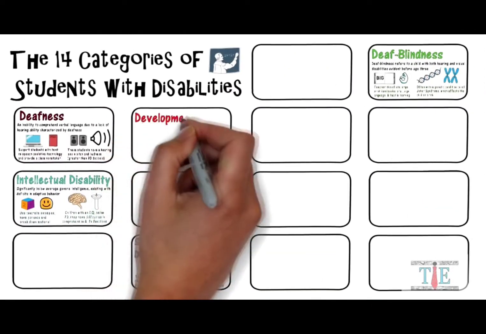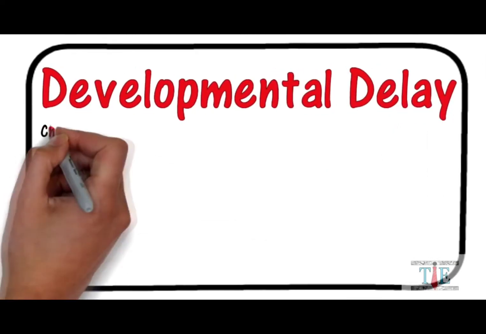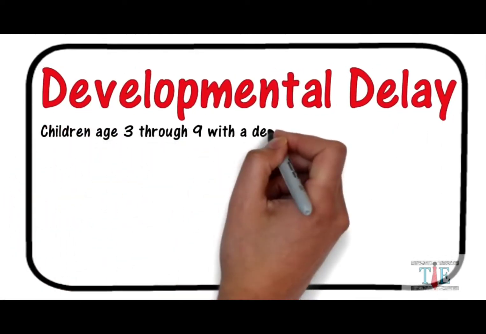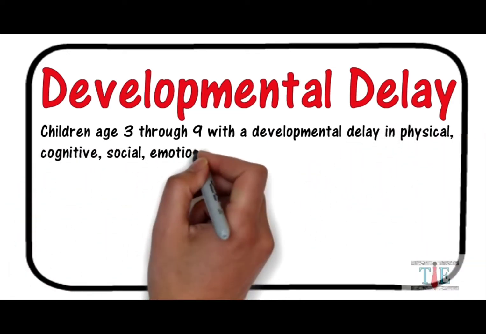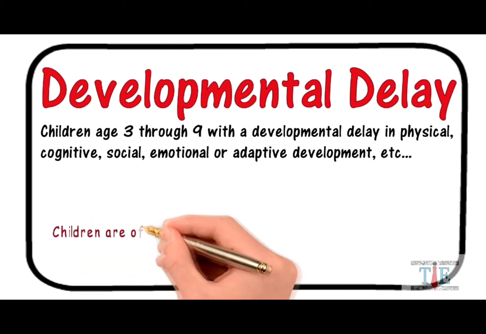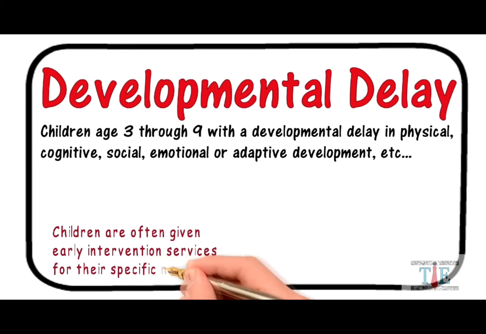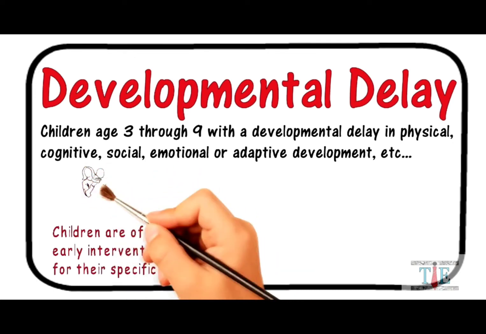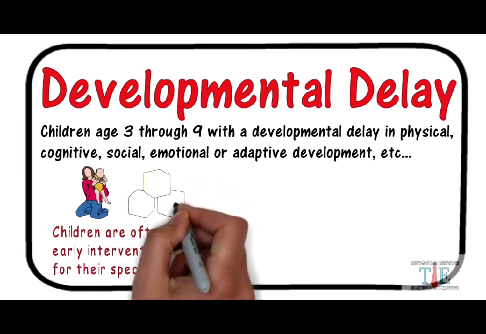Fifth on the board, developmental disability are defined as children aged 3 through 9 with developmental delay in physical, cognitive, social, emotional, or adaptive development. The good news is that these children are often given early intervention services for their specific needs. These children are less developmentally or less developed physically when comparing to children of the same age.